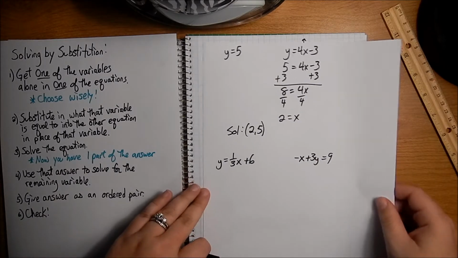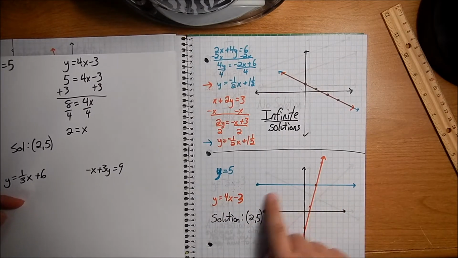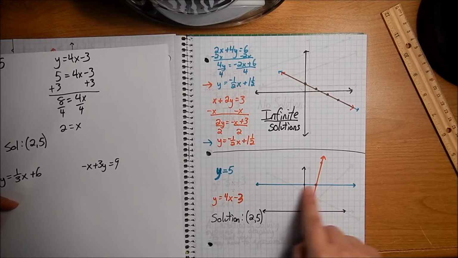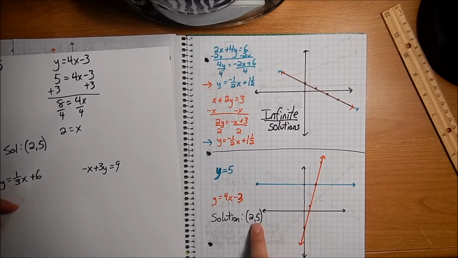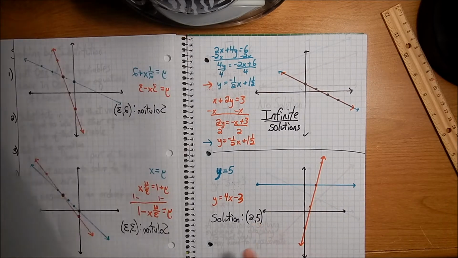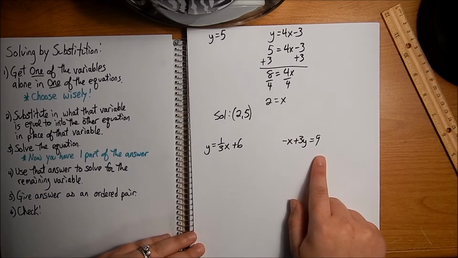And let's verify with our graph. Is that what we had before? It's down here. Yep, 2, 5. Because remember, y equals 5 is that horizontal line. And then we had our other graph, 2, 5. Perfect. Okay, and let's try this one down here.